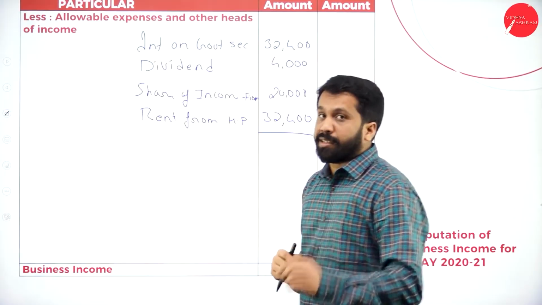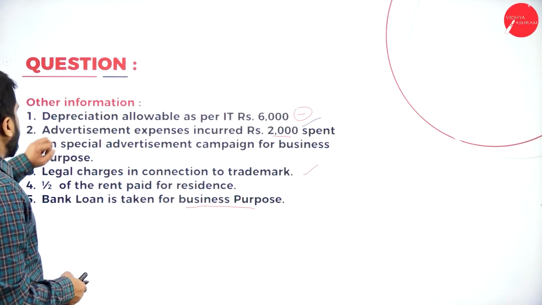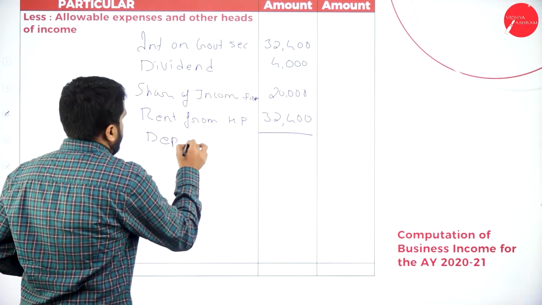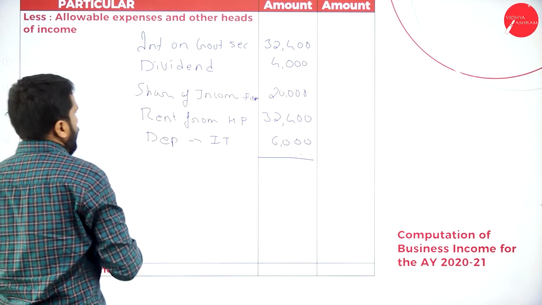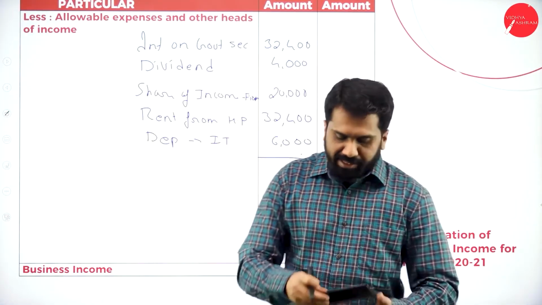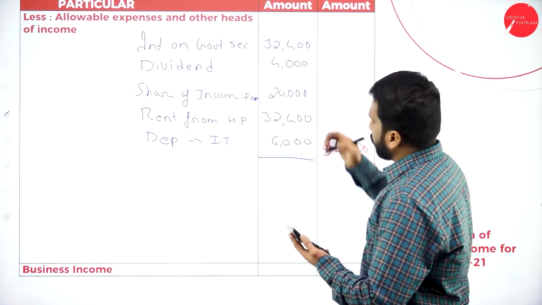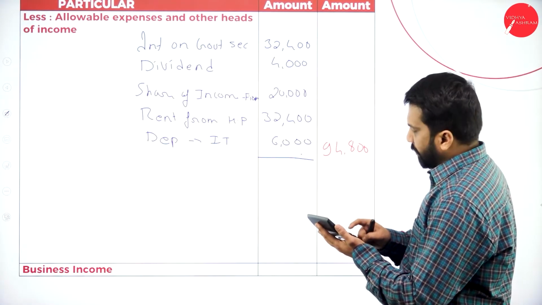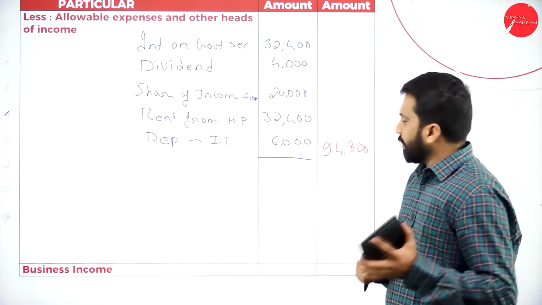Along with this, as per adjustment, we have depreciation allowable as per IT. As per IT, it is 6,000. Now we'll see what the total is. The total is plus 6,000. I'll cross check once: 32,400 plus 4,000 plus 20,000 plus 32,400 plus 6,000. How much did I get? 94,800.